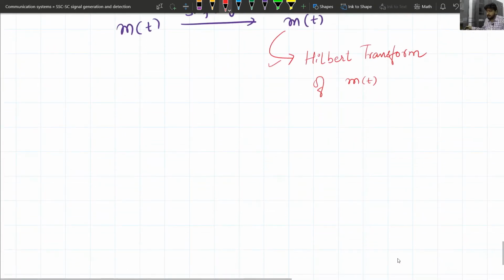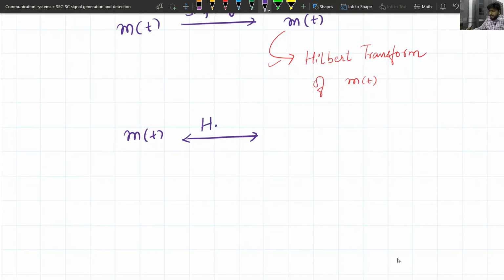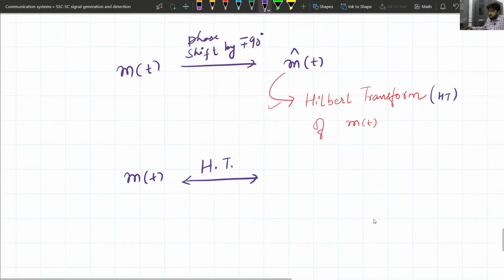In general, for any signal m(t), let's say h(t) is called the Hilbert transform, and for any signal m(t), its Hilbert transform is given by m hat t, which is equal to the convolution of m(t) with the signal 1 upon πt.